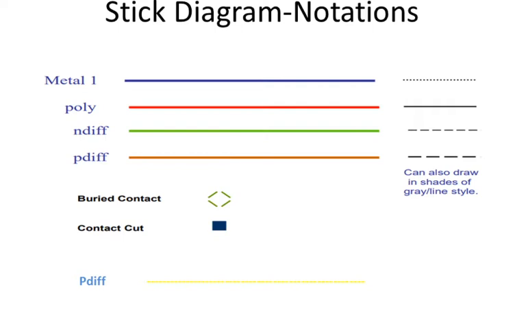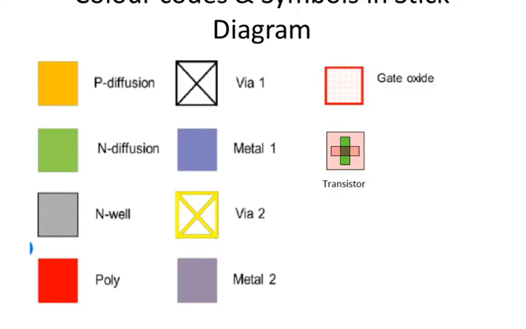Next is the contact cut. It is used to provide the electrical contact between different kinds of materials or different kinds of layers in the circuit. On the right hand side we have dotted lines, solid lines, broken lines, etc. These are gray lines. These are otherwise called monochrome encoding used in stick diagrams. These are some of the color codes and symbols in the stick diagram.